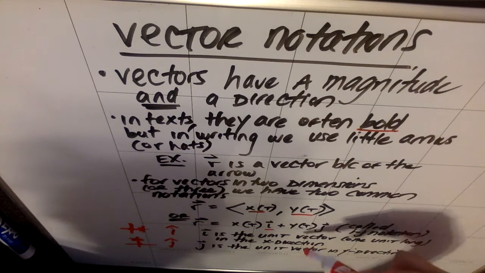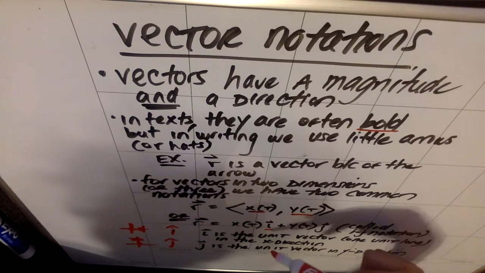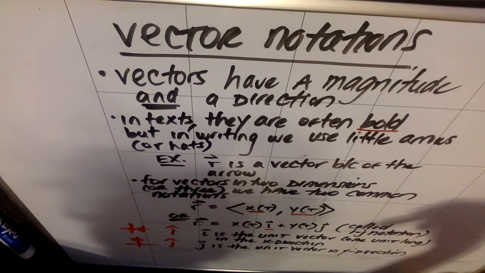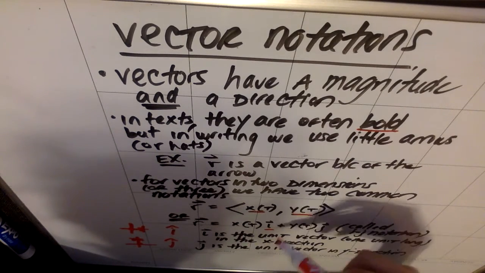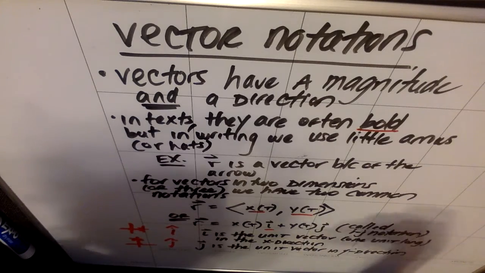But again, I and J are just giving you the direction. They're saying the x direction and the y direction. They're not acting as a variable. Again, it's sort of like adding the word south or the word east behind something. So this is indicating horizontal motion, and this is indicating vertical motion.